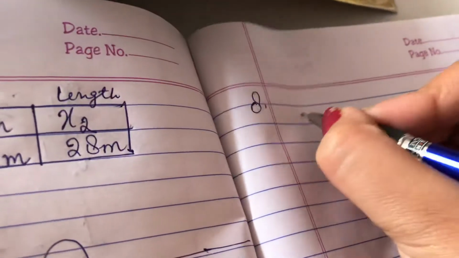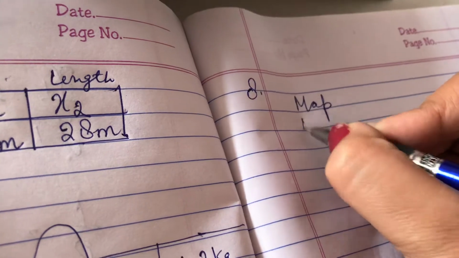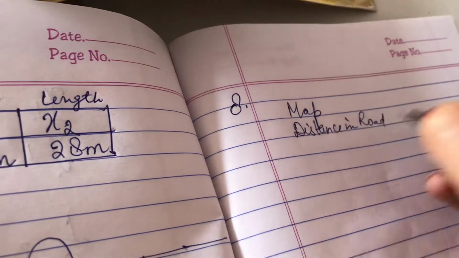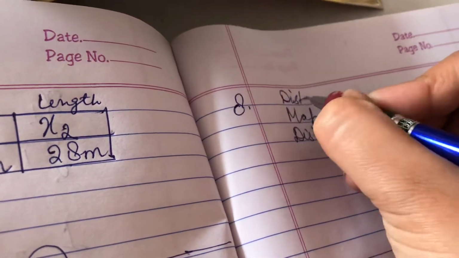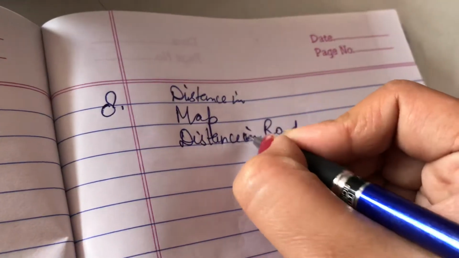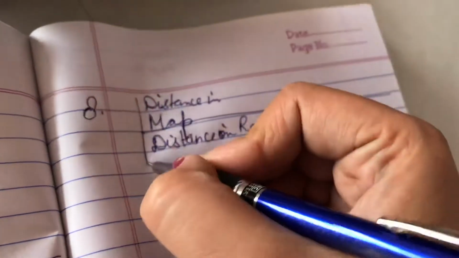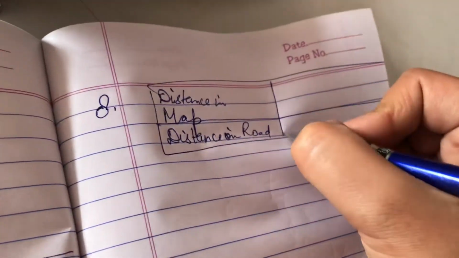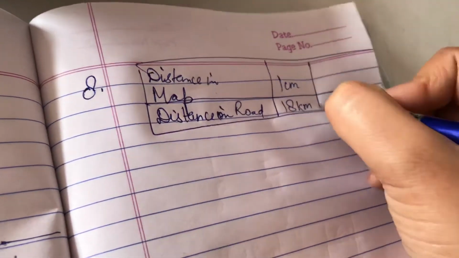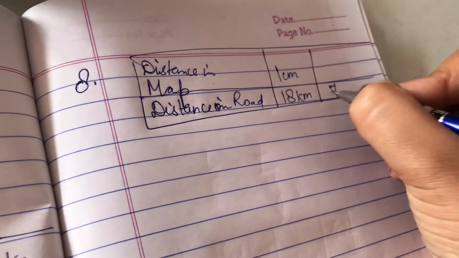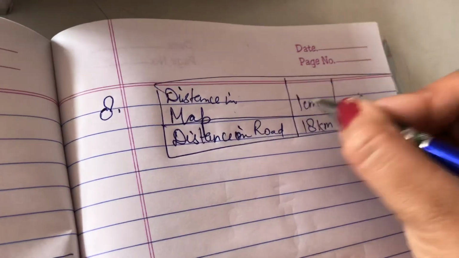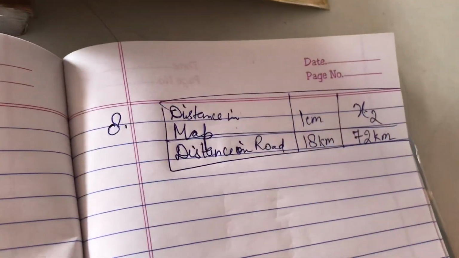So we have two things, distance covered in map and distance covered on road. How much distance is covered in map? 1 centimeter, and on the road it is 18 kilometer. Now actually the driver, that is Rashmi, has covered 72 kilometer. How much will it be on the map? The missing number is x2. Now you know how to find out the missing number.